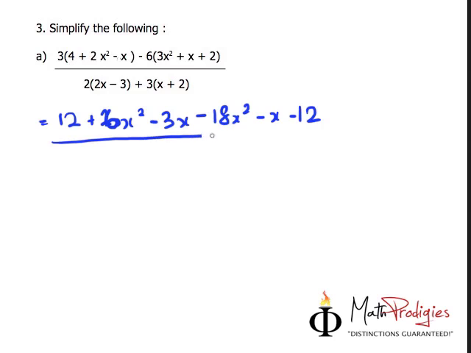Everything under one roof. 2 times 2x gives you 4x. 2 times minus 3 gives you minus 6, plus 3x, plus 2, plus 6. So from here, 12 minus 12 gone. Choose your x squared. Negative 18 plus 6 gives you negative 12x squared.